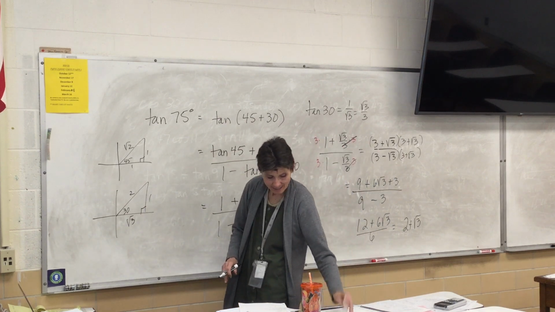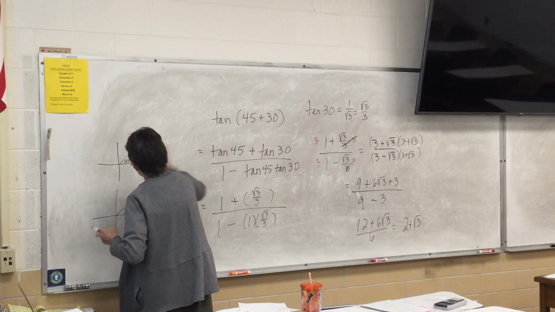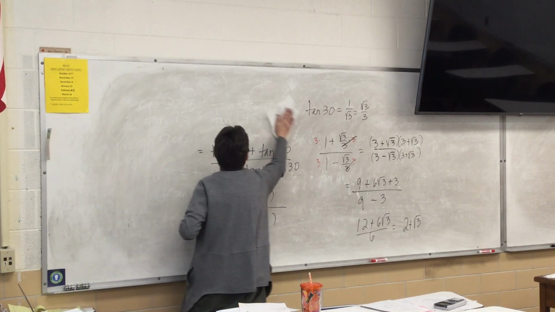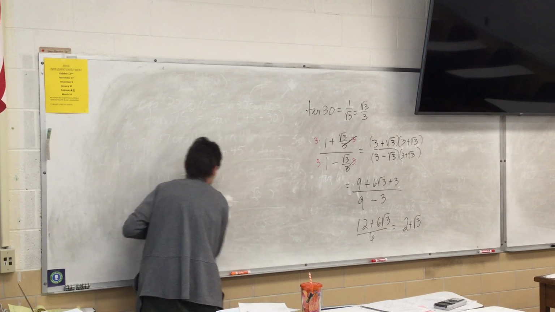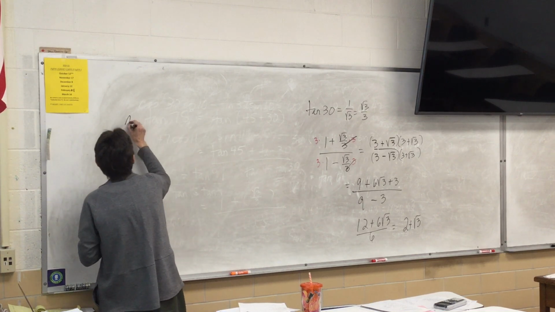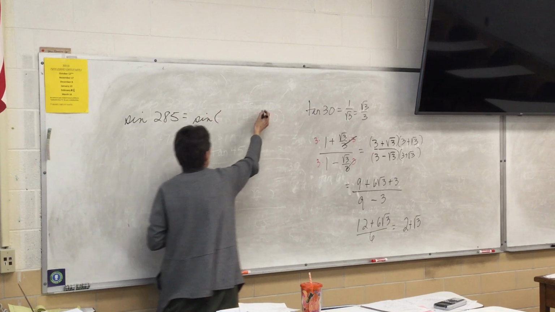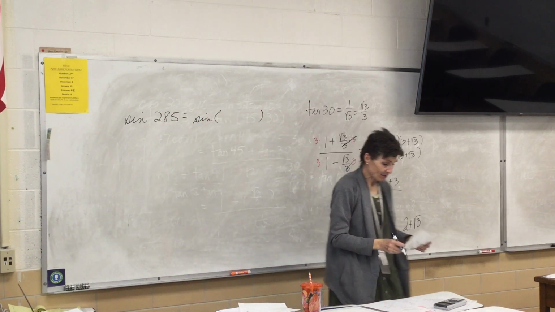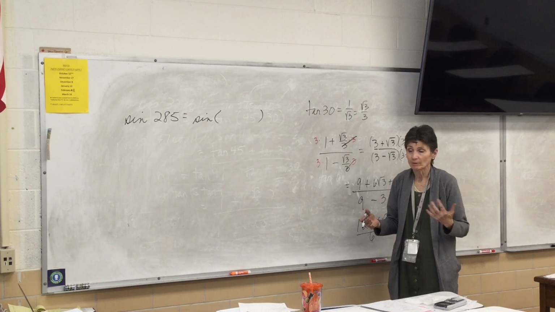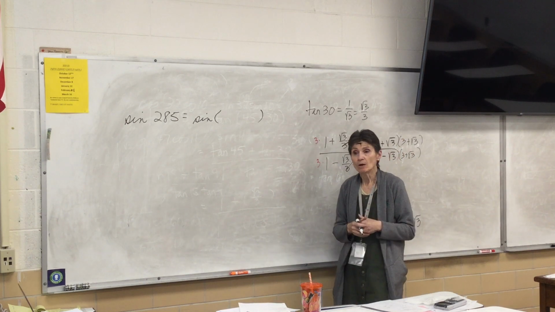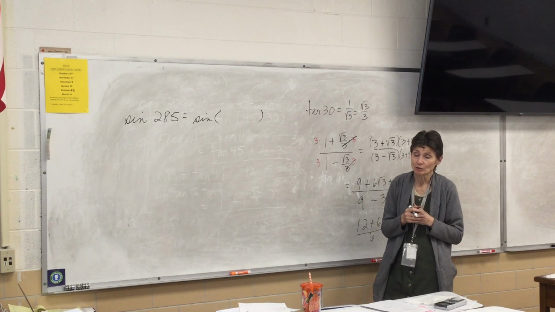Let's do sine 285. So I'm going to go through exactly the same procedure. It's actually going to be a little easier. Sine 285. So we've got to think about 285 as being two angles added together, like we just did 45 plus 30, or subtracted. Doesn't make any difference. You can add or subtract. But the angles have to be special.